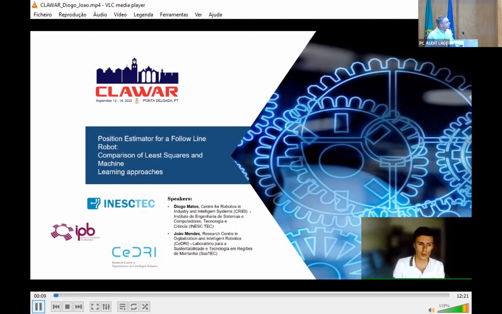System from the NASCAR photo, and I'm here in collaboration with my fellow researcher, João, from the Research Center in Digitalization and Intelligence Robotics from VDB. We are here to present the following article: Position estimator for a follow-line robot, the comparison of least square and machine learning approaches.